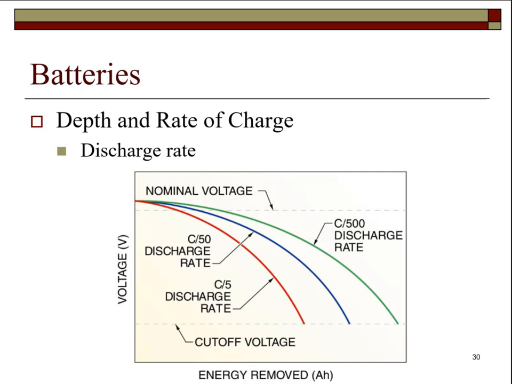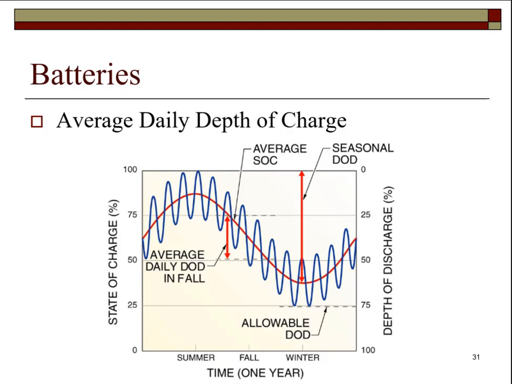This C over 500 means the battery is totally discharged in 500 hours. This C over 5 means the battery is totally discharged in 5 hours. It can be seen from the graph that the slower the battery is discharged, the more energy it has. A typical battery state of charge with respect to the seasons of the year shows a battery to be at a higher state of charge in the summer than in the winter.